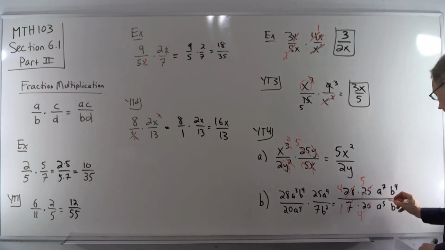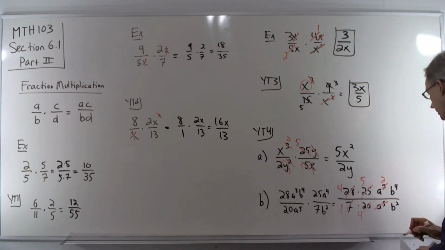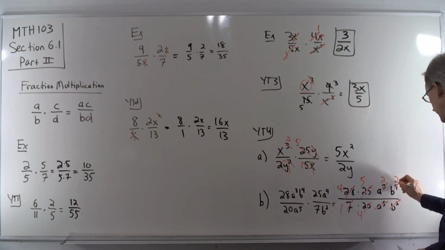A to the 7th over a to the 5th. All right, these 5 are going to go away, and we're going to have 2 a's remaining on top. And then for the b's, same thing, 2 remaining on top.